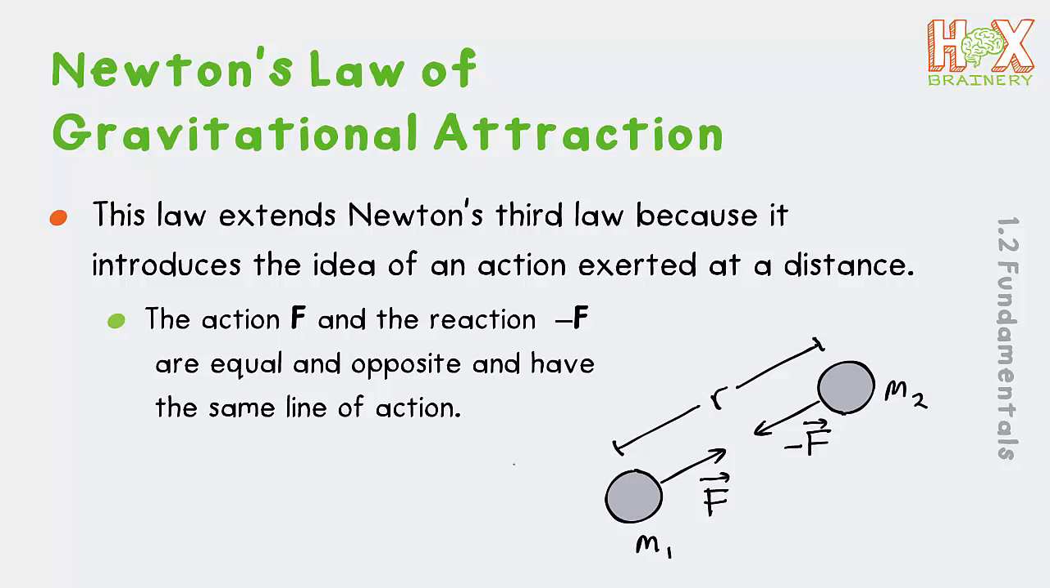So the action F and the reaction negative F are equal and opposite, and they have the same line of action. So here you have some particle, call it particle A. Over here you have particle B. A has mass m sub 1, B has mass m sub 2. These are the forces, and r here is the distance between them. And you can see that these forces here have the same line of action.